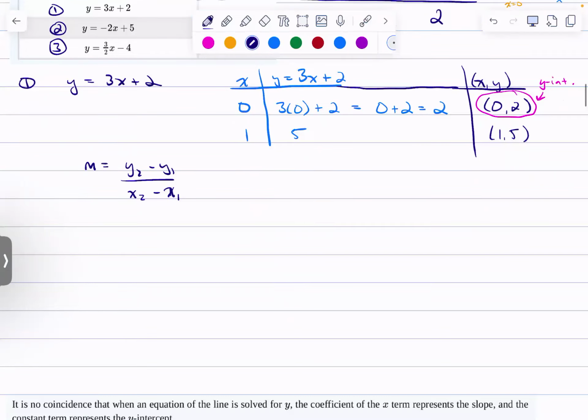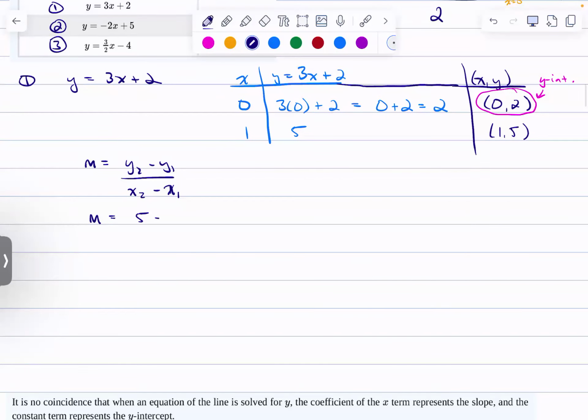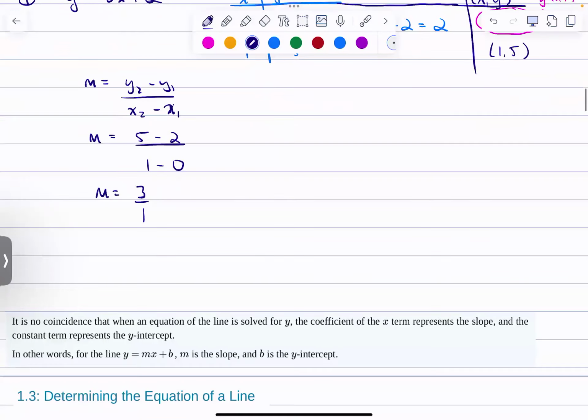So then I get y2 is 5 and y1 is 2. And x2 is 1 and x1 is 0. Five minus 2 is 3 last time I checked, divided by 1. I get a slope of 3. I'll clean that up there.